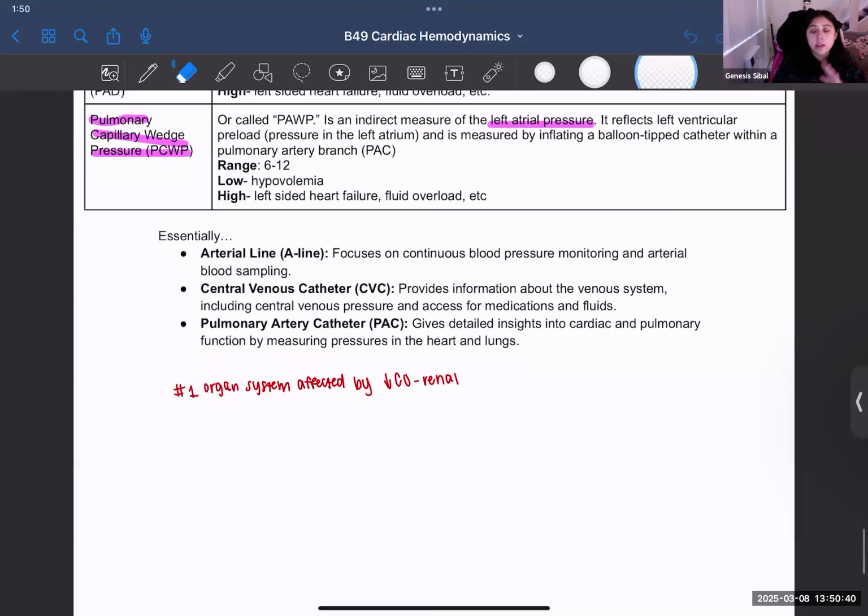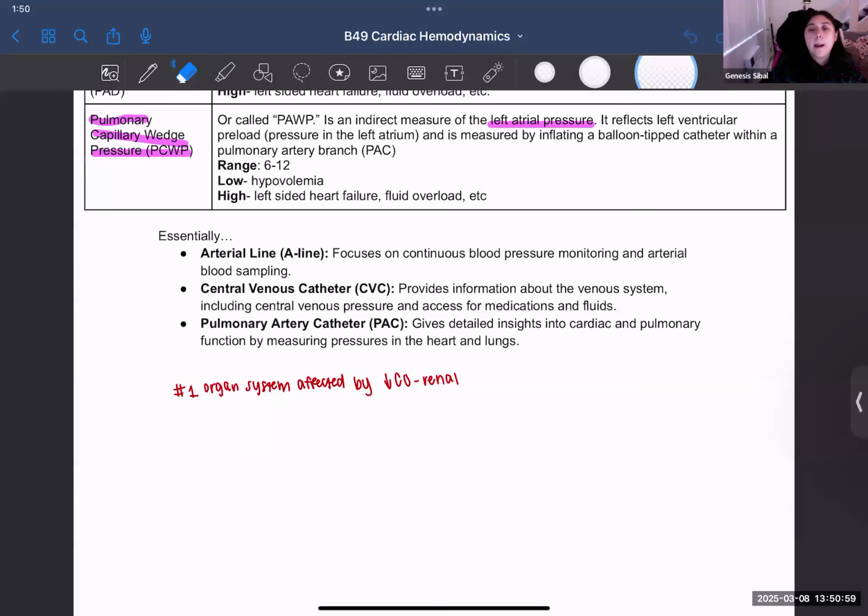And then obviously the other thing you do have to know, I forgot to write this down: what's the number one organ system affected by low cardiac output? That's going to be your renal system. Okay, that's going to be your kidneys. A lot of people want to think it's respiratory, but if you think about it, low cardiac output also changes a lot of stuff within the RAS system and all of those things there.